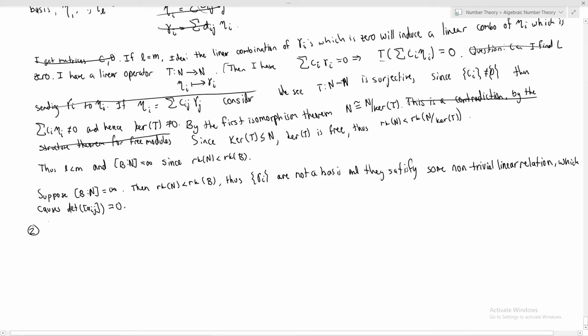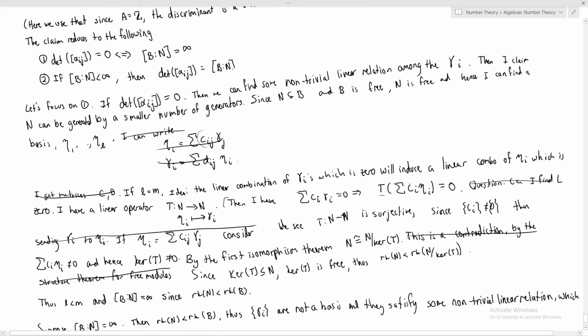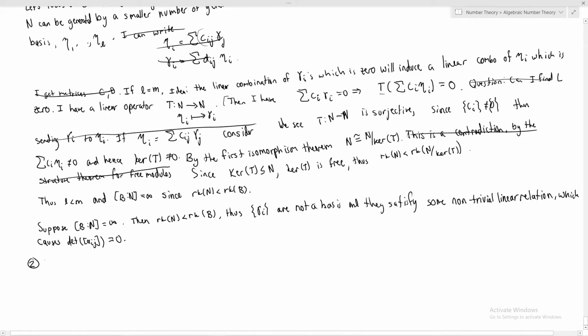Basically, we've more or less already proved this. Two immediately follows from our lecture 16 notes, proposition 16.5, notes on free modules. Okay, so I'm not going to say anything more about 2.